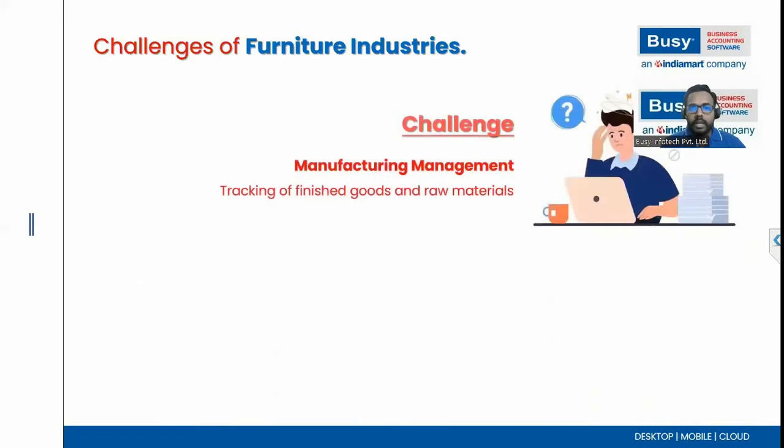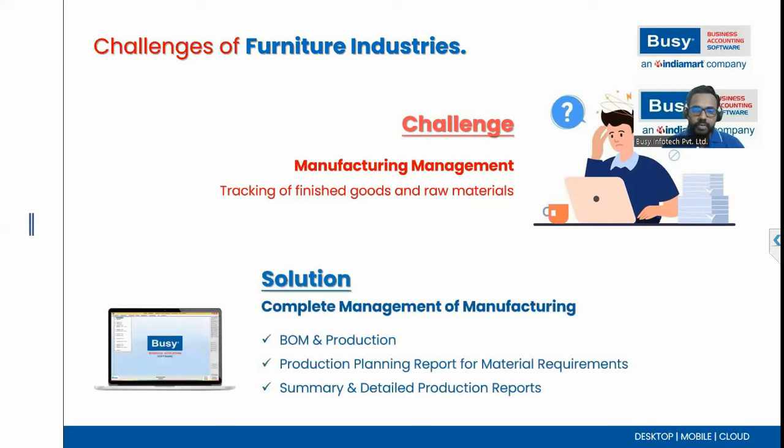So earlier Deepak ji was facing the problem of manufacturing management. This is one key point of the area. Tracking of the finished goods and the raw materials was difficult to manage by themselves. But after purchasing the Busy software, which contains the options called production planning, BOM creation, production entry, as well as detailed reports, he was able to manage the furniture production very effectively and seamlessly with the software.